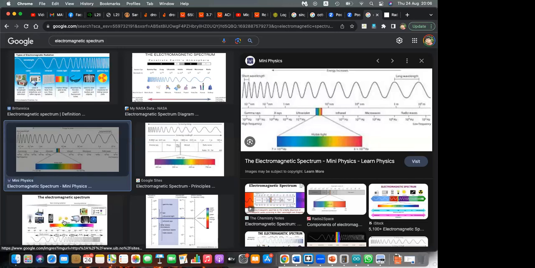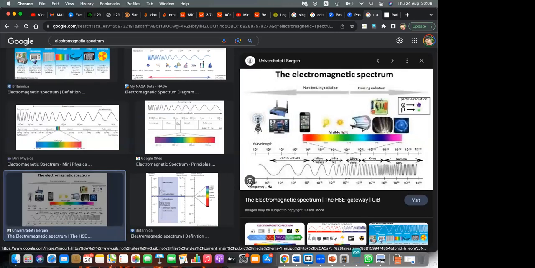And this one is another explanation of these waves. And you can see the radio waves.